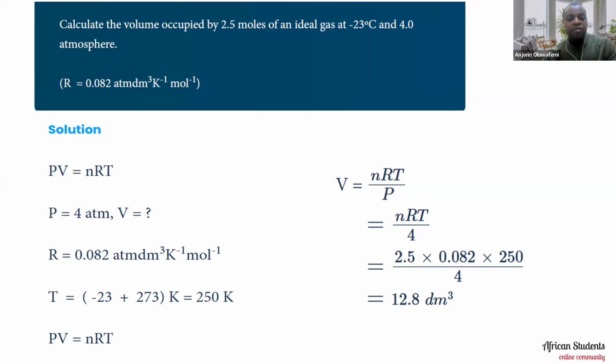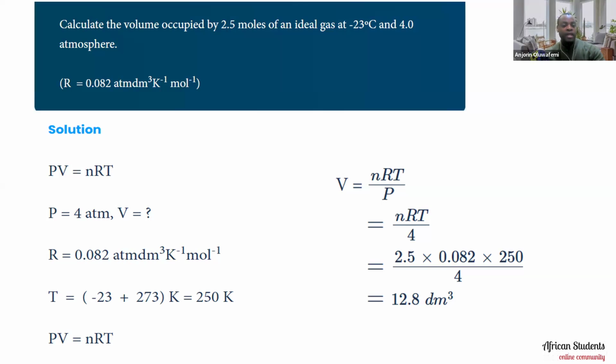Basically, our PV equals nRT, and then we said our pressure is 4 atmospheres. Now our volume, we don't know what it is. Our R is 0.082, and then our temperature, like I said earlier, we convert to Kelvin by adding 273, and then we have 250 Kelvin.